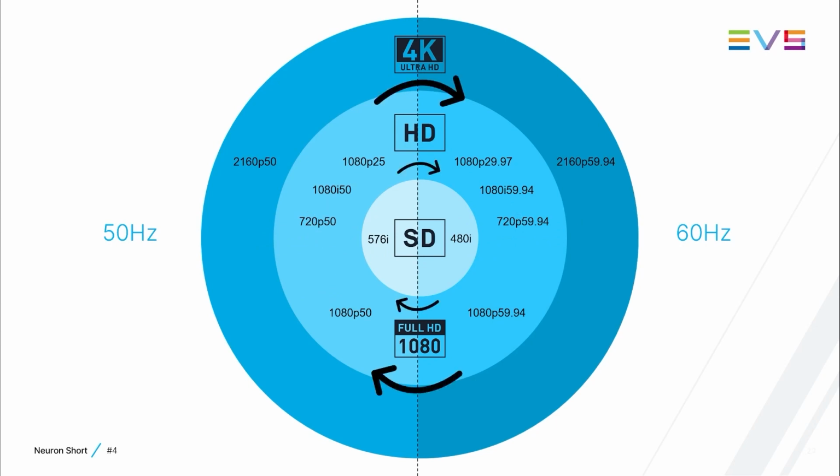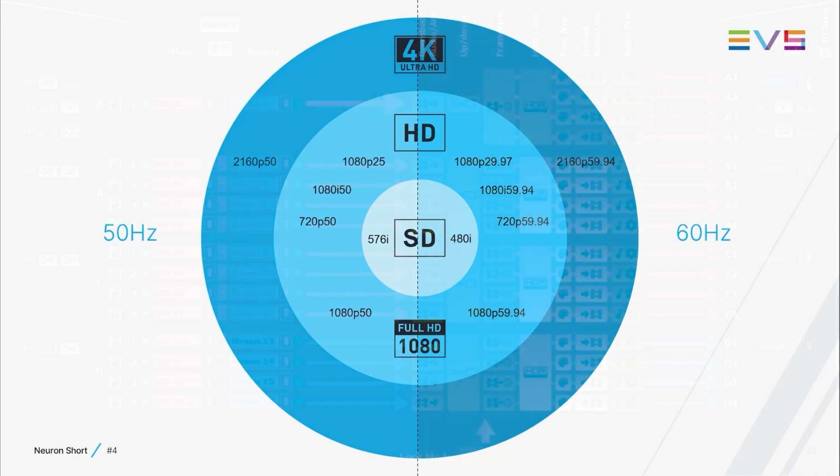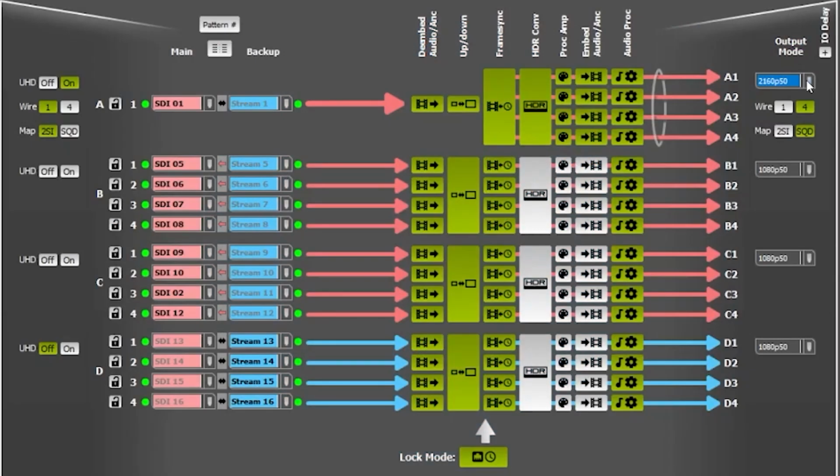Standards of frame rate conversion, so converting from 50 Hz to 60 Hz, is currently not yet possible with Neuron Convert. That's why when the frame rate of the input stage is not in the same frequency standard as the output stage, these alarm icons will appear and the output will be invalid.